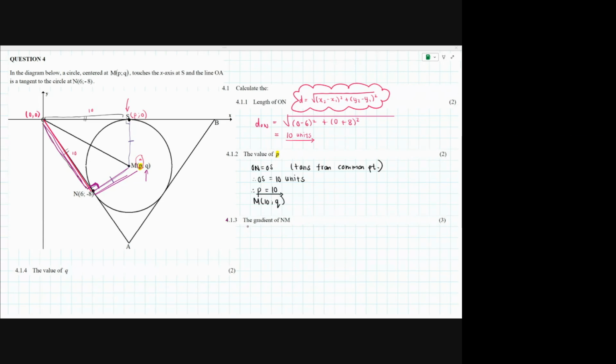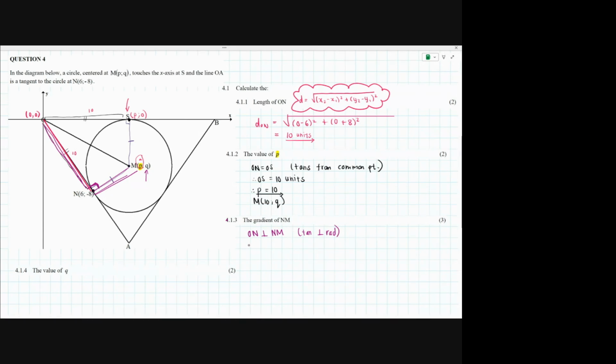Okay, let's have a look. If you're not done, don't stress. That's absolutely fine. So obviously, guys, the first thing that we said was that ON is perpendicular to NM because of tan perp radius. Now, remember, these are geometry reasons, so we do need to give them. So please remember to do that.